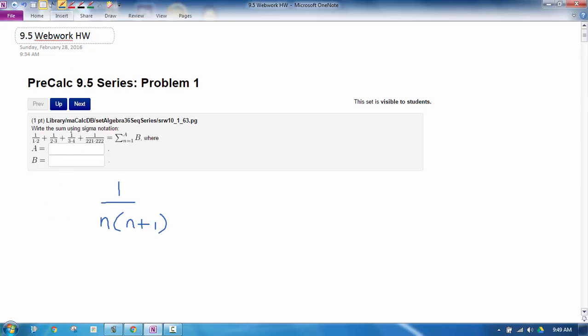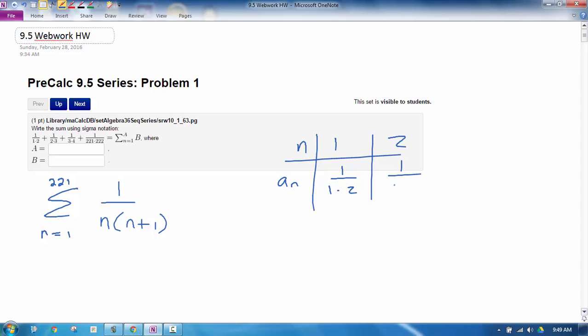Oops, sorry about that. This is sigma notation from n equals 1 to 221, because if you start writing this out, our first term, n, is 1, and what we get here is 1 over 1 times 2 for a sub n. So your second term is 1 over 2 times 3, so you can see that we're putting n here each time, and then the next highest term goes here. So we can write that, and then we're going all the way up to 221, where that's our highest term number right there. So we're going up to 221 for A, and then B is this 1 over, and you're going to have to put this in parentheses, n times n plus 1.